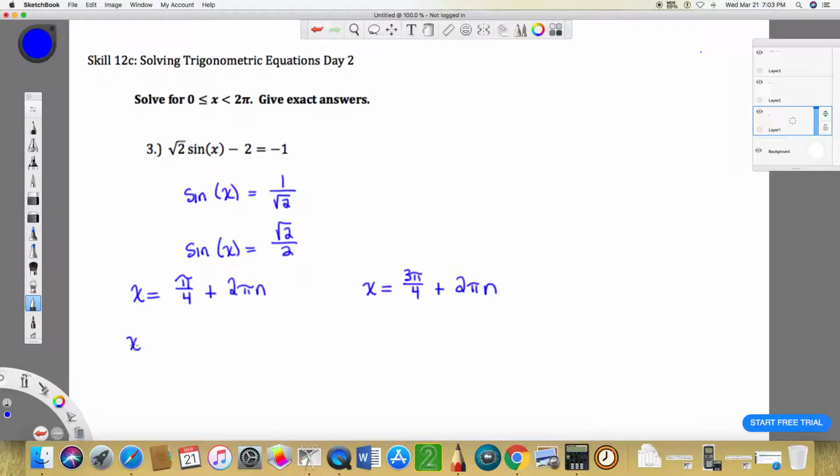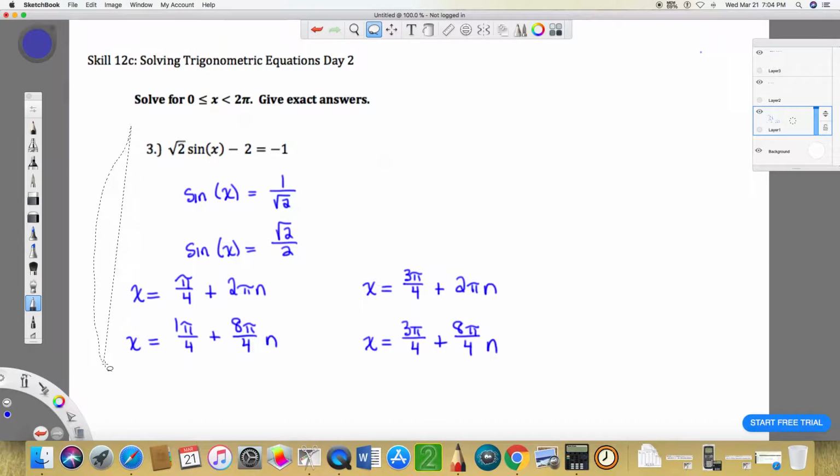So let's rewrite 2 pi as 8 pi over 4. That way it'll be easy for us to get the values that they want between 0 and 2 pi. And let's do the same thing over here. So this describes infinitely many solutions, but we only want solutions that are between 0 and 2 pi.